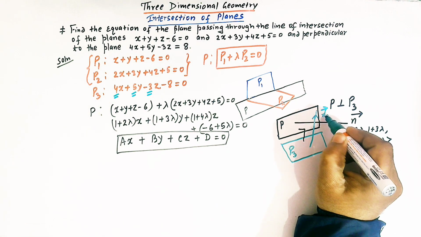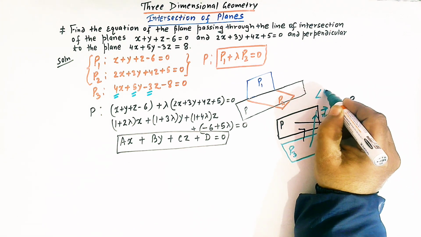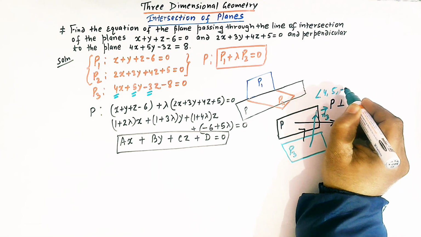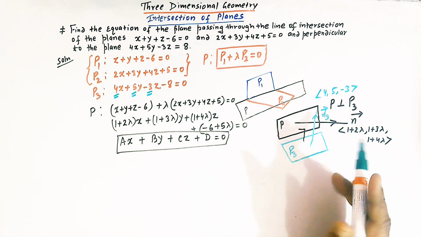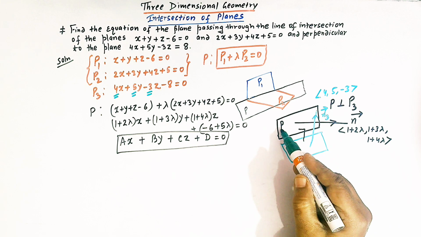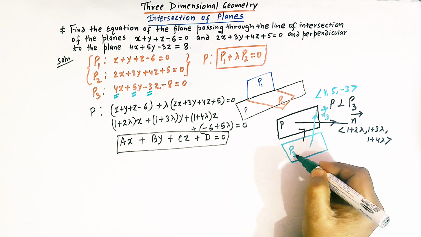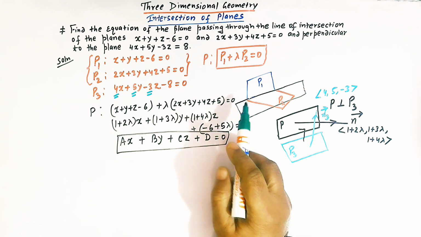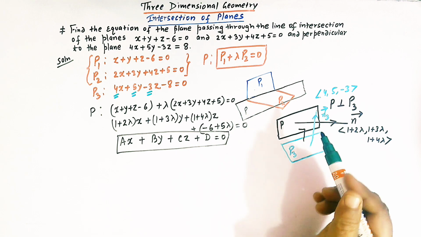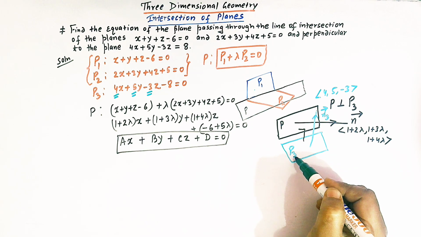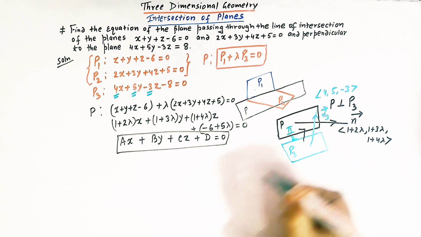So the direction ratios of this vector n3 are given by 4, 5 and minus 3, right? So the situation is that this plane P is perpendicular to this plane P3, and this plane P passes through the line of intersection of P1 and P2. So P is perpendicular to P3. It means the angle is pi by 2, right?